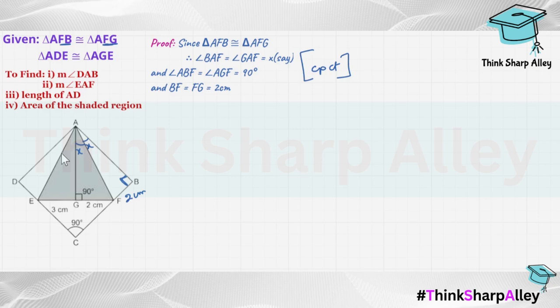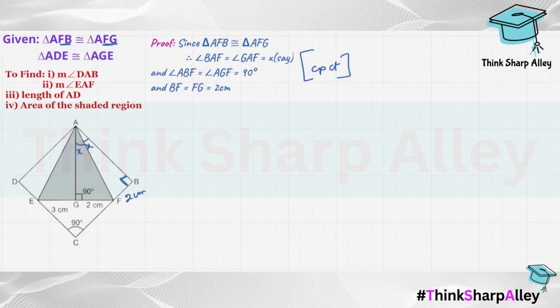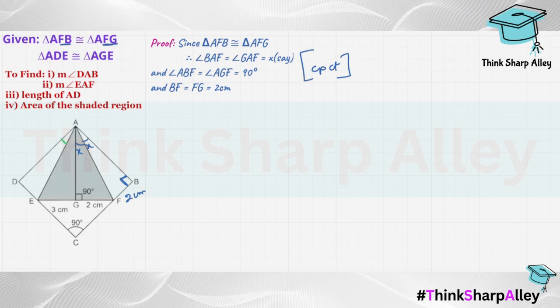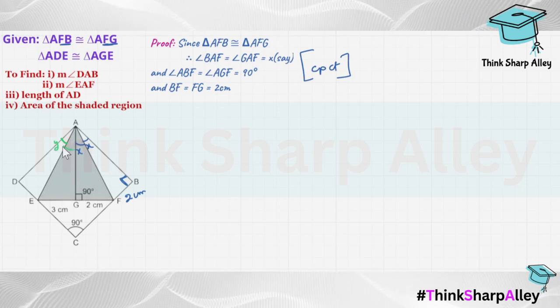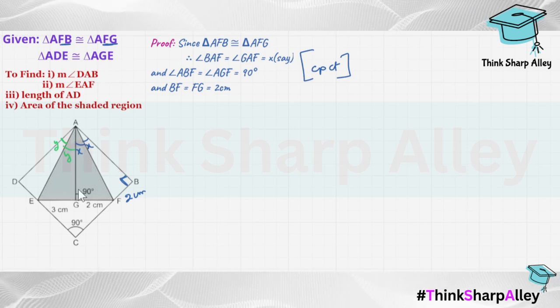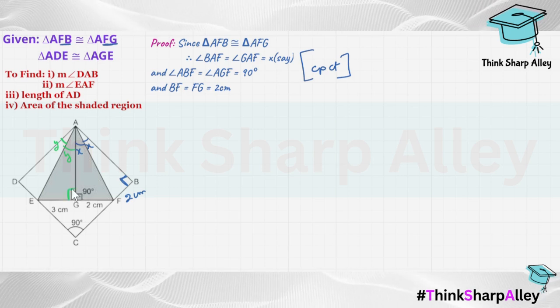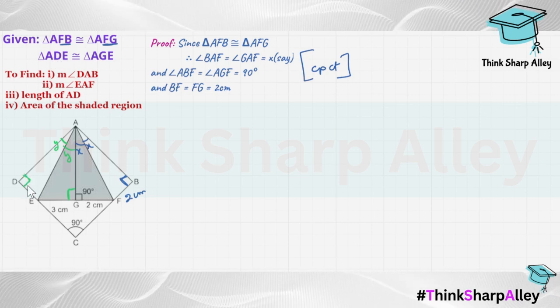So triangle ADE, which is this triangle, is congruent to triangle AGE. So similarly, angle A of ADE will be equal to angle A of AGE. So let us consider both as y. Also angle G of triangle AGE, now this side is 90. Automatically this part will also be 90, right? So G will be equal to D. So this also becomes 90, right?